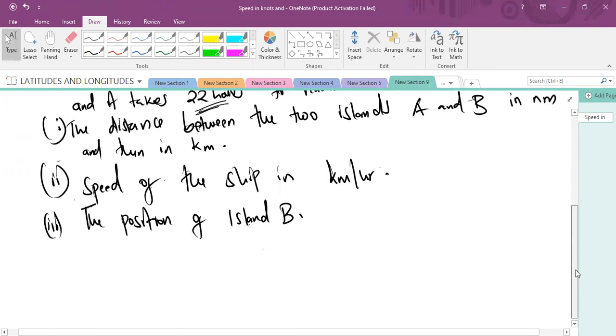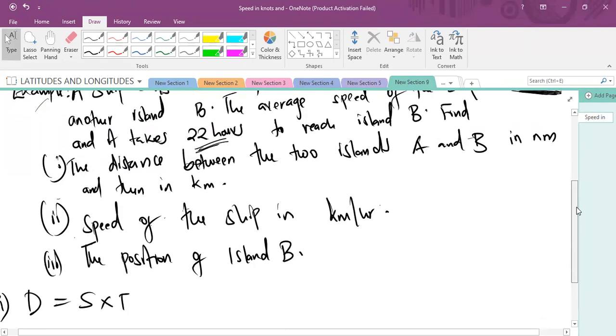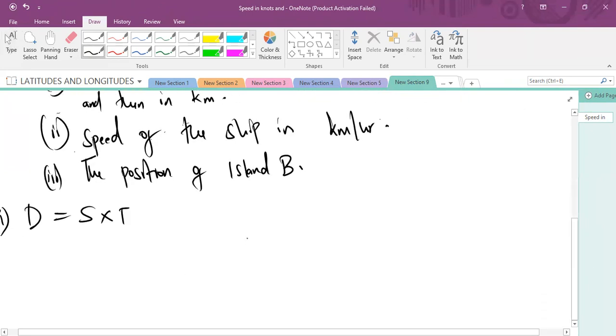So let's first of all start to find the distance in nautical miles. Now, how do we get distance? Distance is equal to speed times time. So we've been told here that the speed is 27 knots and the time is 22 hours. So we will have 27 knots times 22 hours. So what will be the distance in nautical miles? If you multiply this, you'll get that the distance is 594 nautical miles.